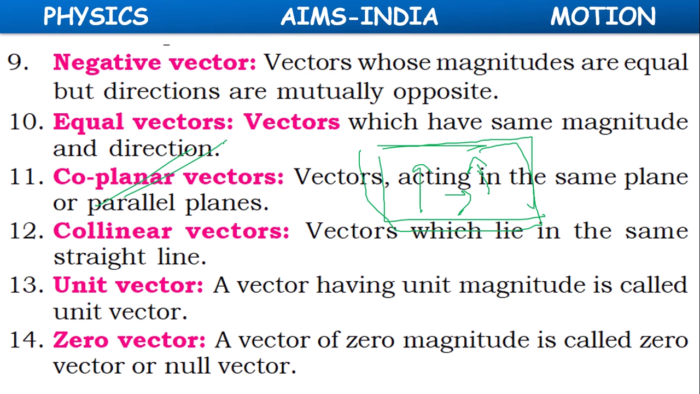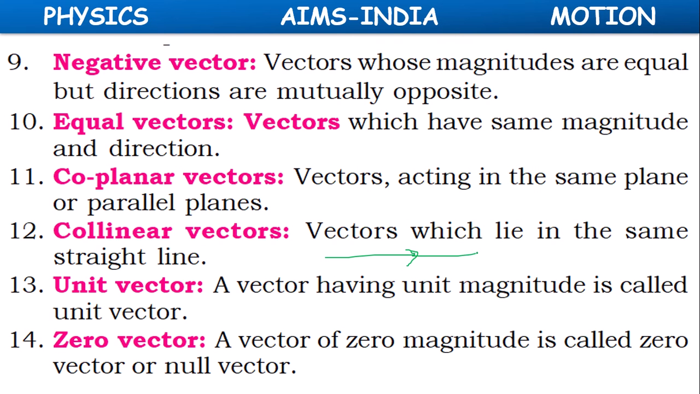So this is AB vector, another vector BA also, another vector BC also lying on the same line. If two or more vectors are lying in the same straight line, they are called collinear vectors.